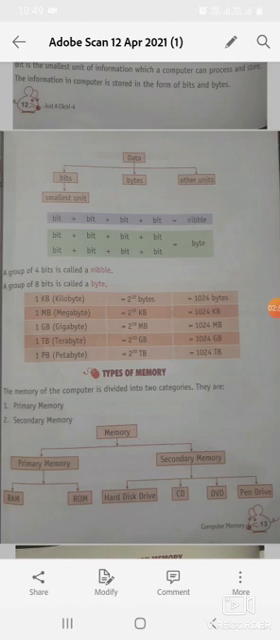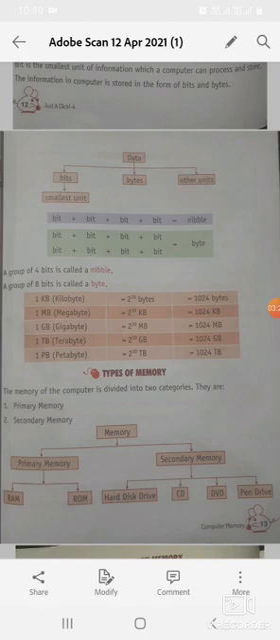Now the chart. Through this chart you can see the units of computer memory. 1 kilobyte is equal to 1024 bytes. 1 megabyte is equal to 1024 kilobytes. 1 gigabyte is equal to 1024 megabytes. 1 terabyte is equal to 1024 gigabytes and 1 petabyte is equal to 1024 terabytes.